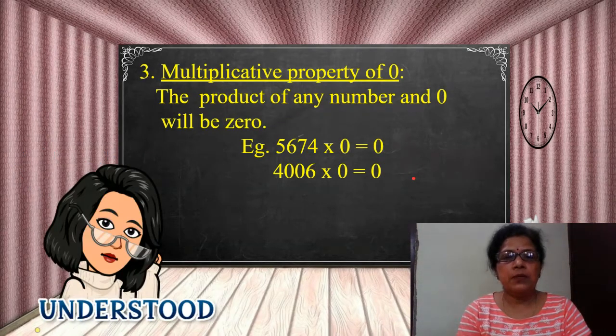Now third property, multiplicative property of 0. I have already told you that when we multiply any number by 0, the answer that we get is 0. So 5674 into 0, 0. 4006 into 0, 0. Means if we are multiplying any number by 0, the answer that we get is always 0.